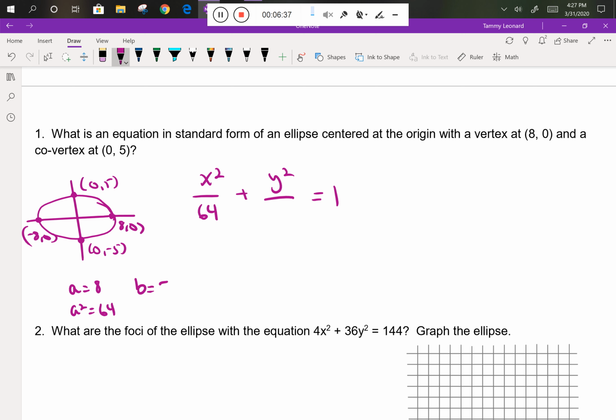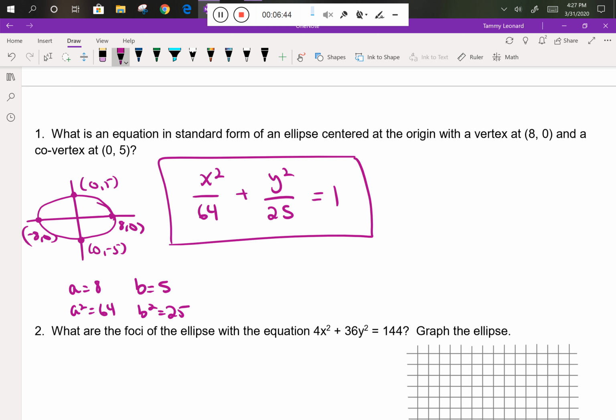My b value is 5, so b squared is 25. So that's the denominator for y squared. And that's all it takes to come up with this equation.